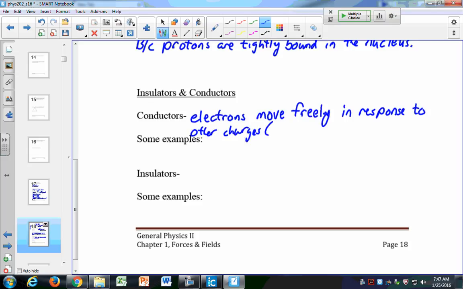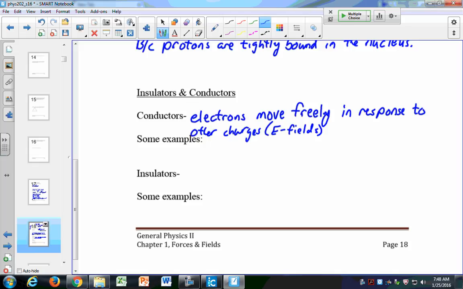Or particularly, start thinking about this not really in response to other charges, but in response to their electric fields. Other charges create these electric fields, these fields that describe the electric force around a charge. We're going to define this and talk about what it means. But other charges move in response to these electric fields within conductors. Examples of conductors? Metals, right.